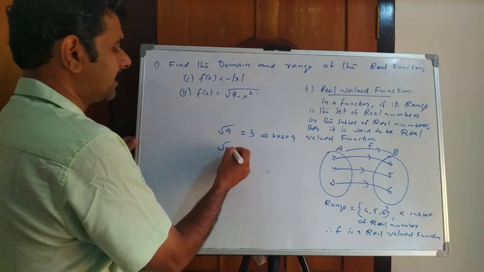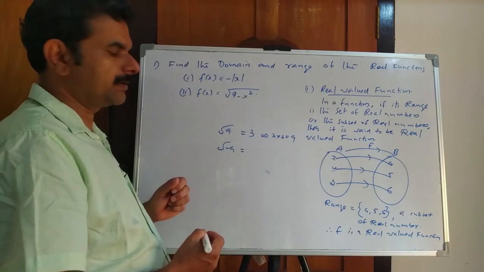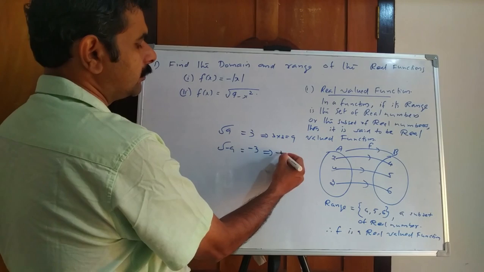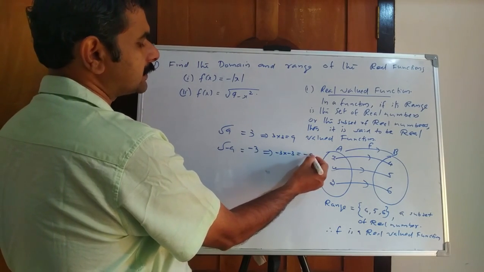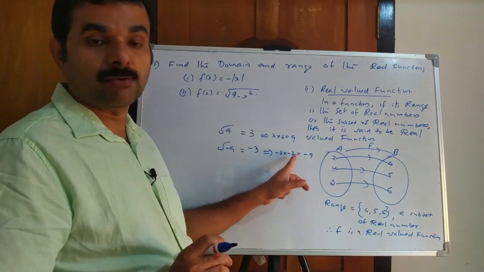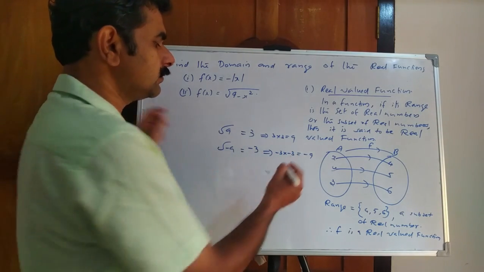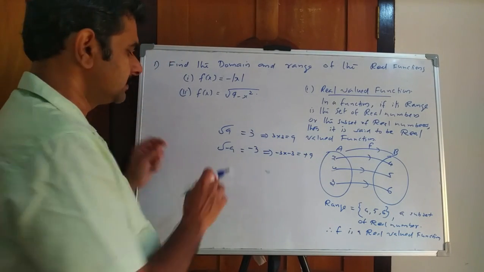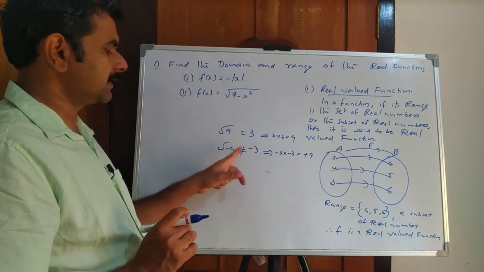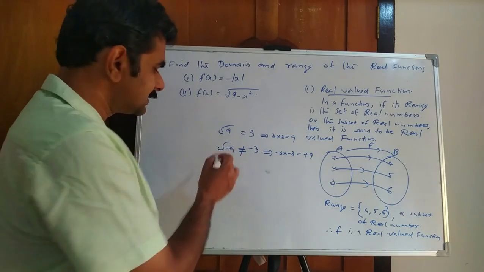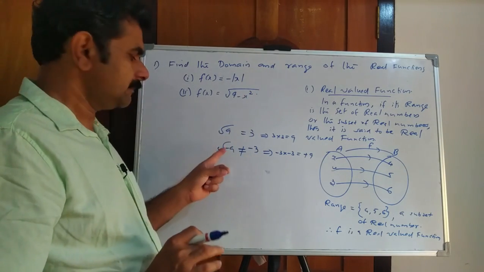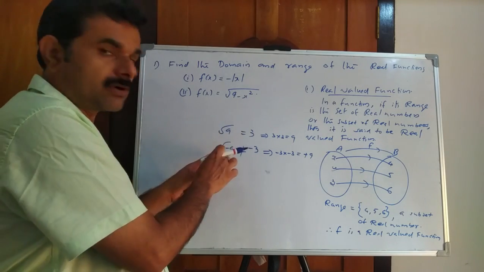Then what about root of minus 9? Is it minus 3? If it is minus 3, then minus 3 into minus 3 should equal minus 9. Is it correct? Minus 3 into minus 3 means plus 9, since two negatives become positive. Therefore, root of minus 9 is not equal to minus 3. Such numbers are called non-real numbers, and they are called complex numbers.